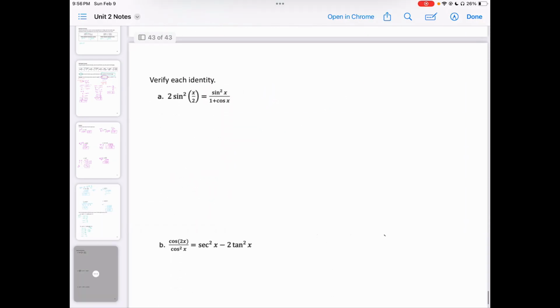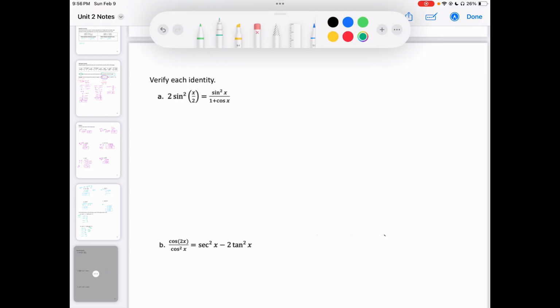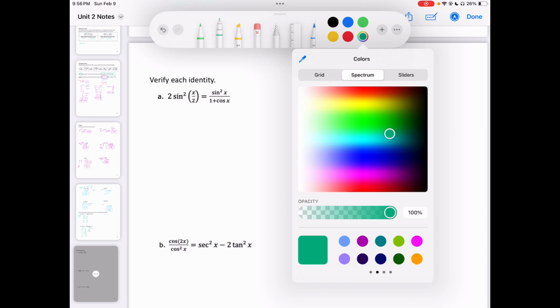And last but not least, we're going to verify some more identities based on what we know now about all these additional rules that we can use. So we'll just go ahead and practice that a little bit.